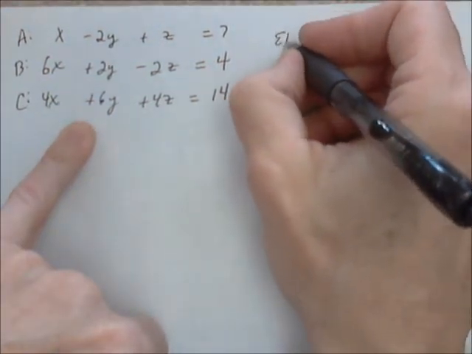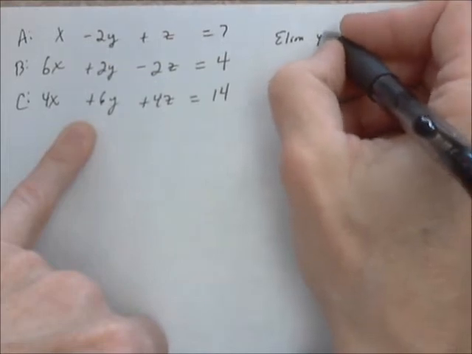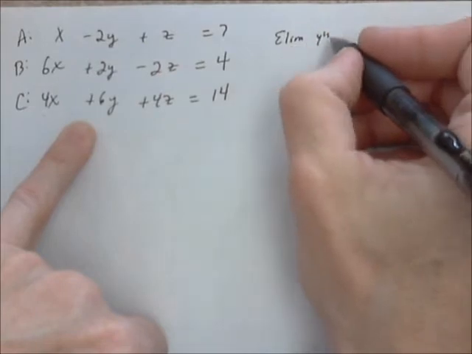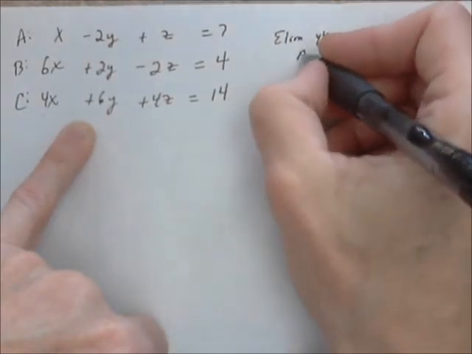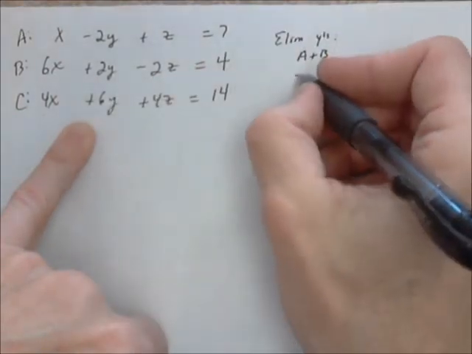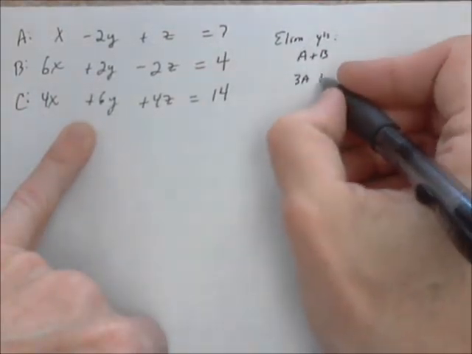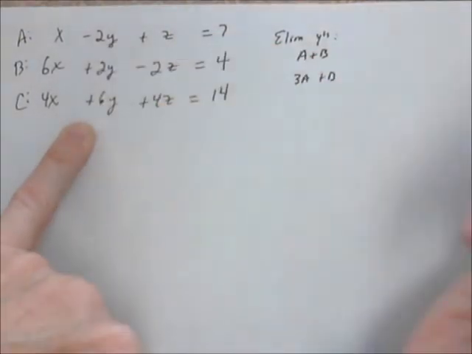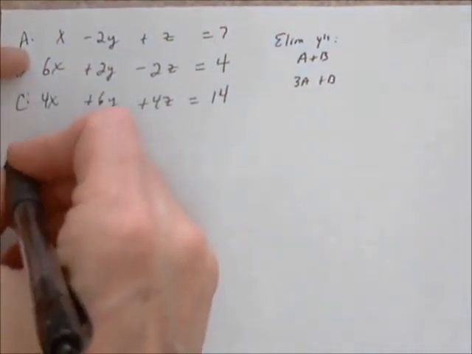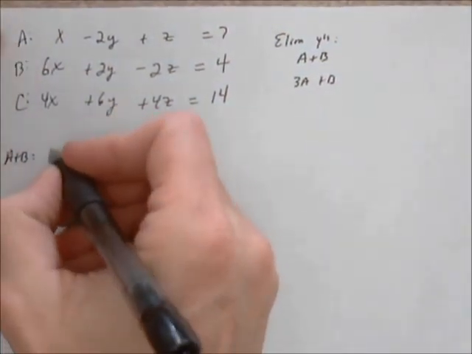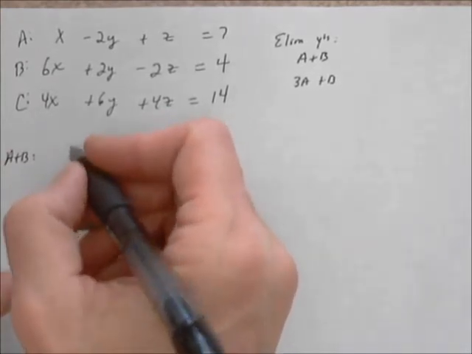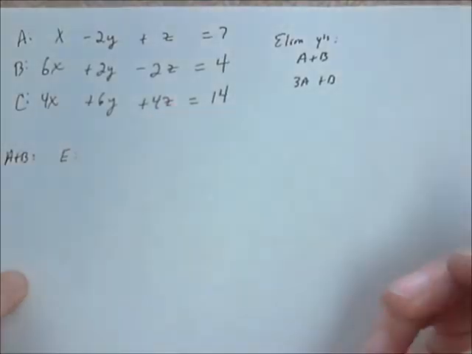So I'm going to just write down at the side, I'm going to eliminate the y's, and you have to do that twice so you can get a 2 by 2 system as a result. So to eliminate the y's, I'm going to do equation A plus equation B, and then I'm going to do 3 times A plus C, because I'll get a negative 6y plus a 6y, which will get rid of the y's. So A plus B, I will call my new equation, I called it E before, I don't know why I skipped D, oh well. So I'll call that equation E.